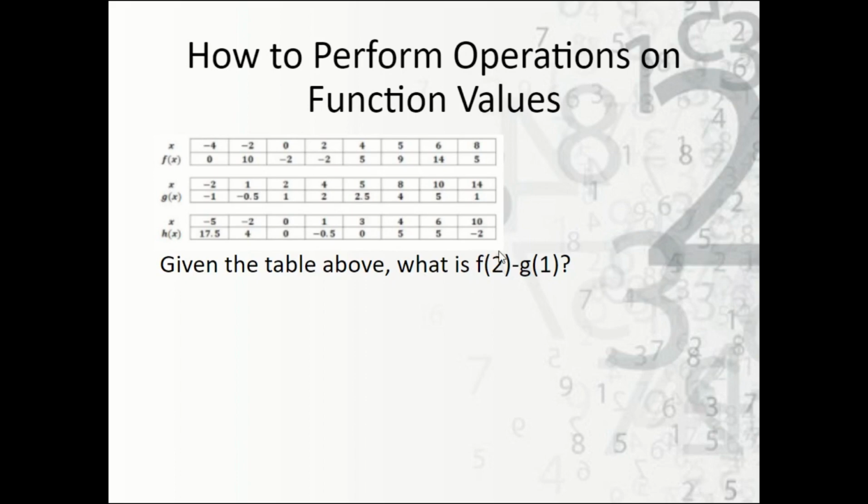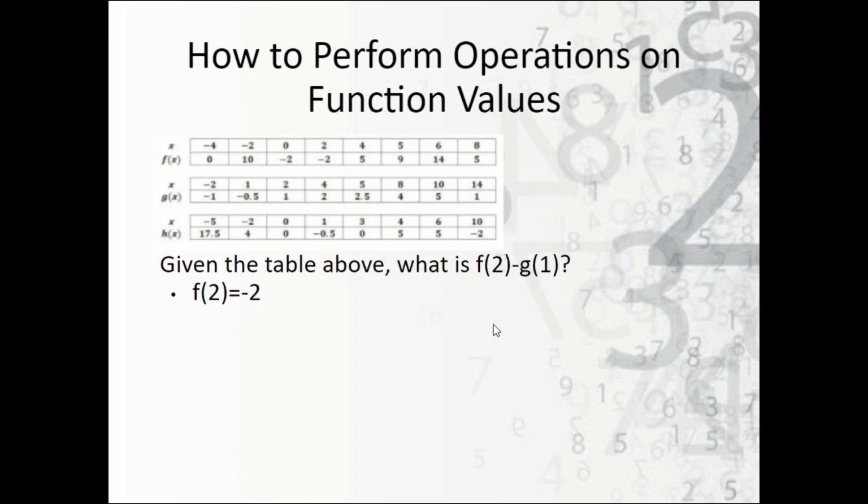So what that means is we're going to find what f of 2 is and then subtract g of 1 from it. So f of 2, if we look at f of 2, we can see that the value here is negative 2. So when x is 2, y is negative 2. So we keep that there.